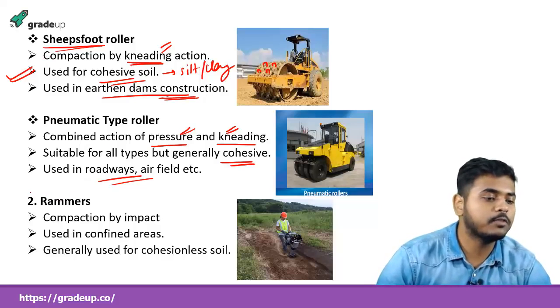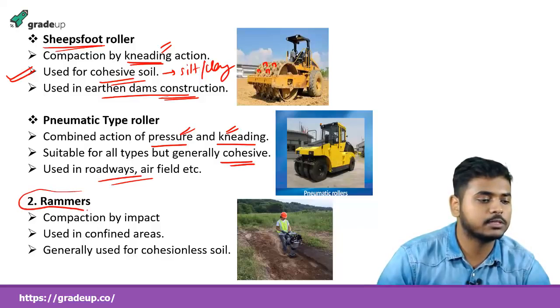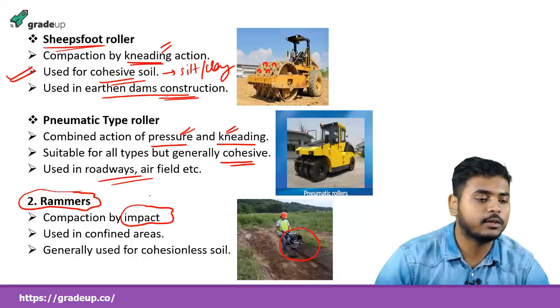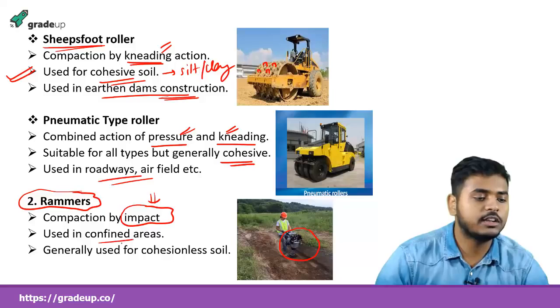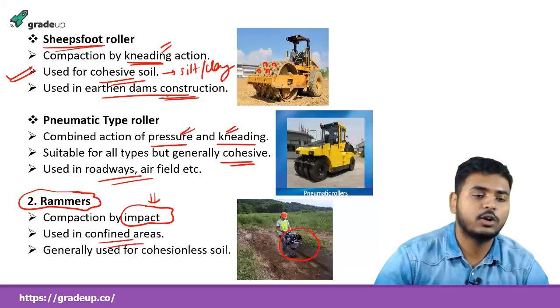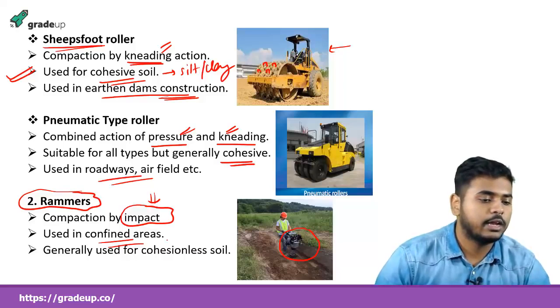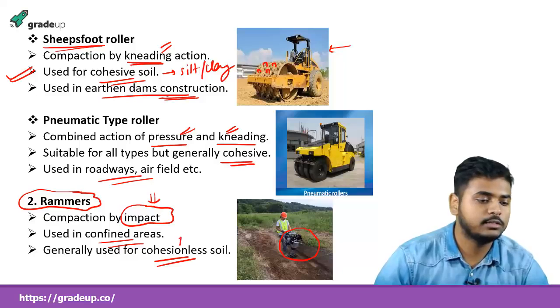The second type of compacting instrument that is generally used is rammers. It is a small instrument, you can see in this video. This is the rammer. It works by the process of impact. Impact is produced, which leads to compaction. This is used in confined areas where large vehicles are not accessible, and it is generally used for cohesionless soil, that is gravel and sand.